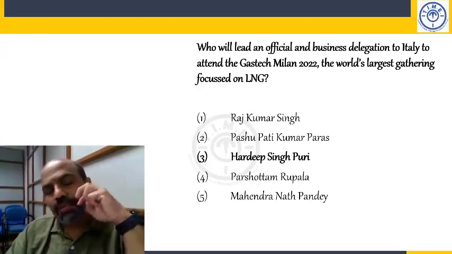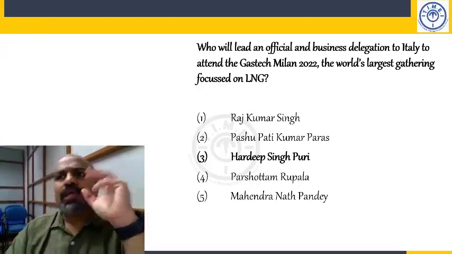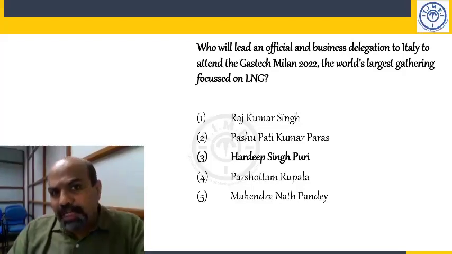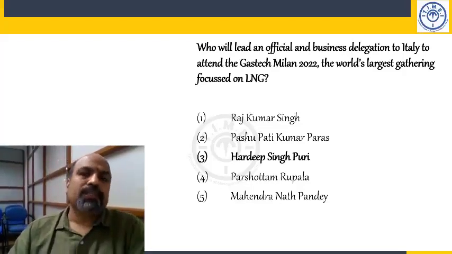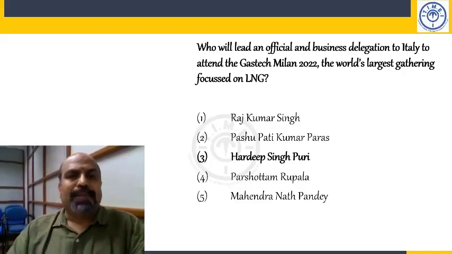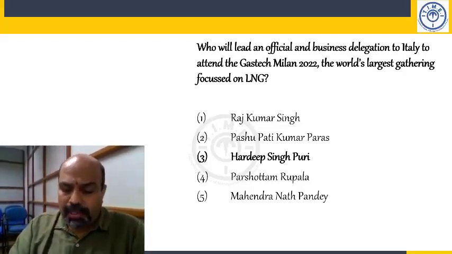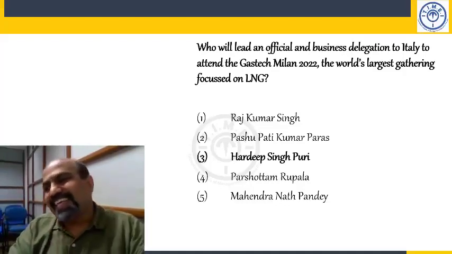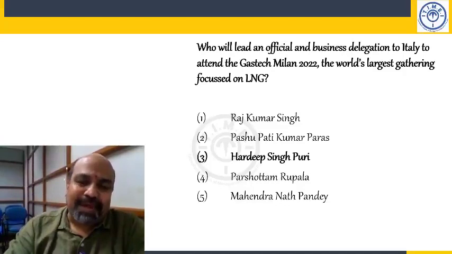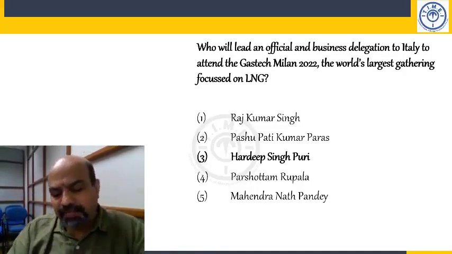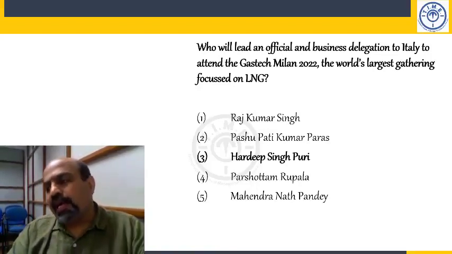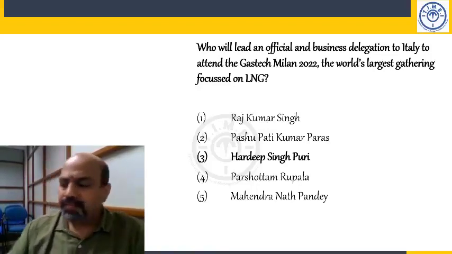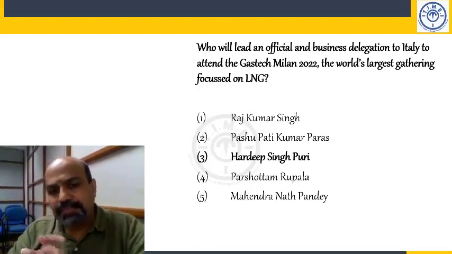Purushottam Rupala. He is a union minister for fisheries, animal husbandry, and dairying. Write the word husbandry, H-U-S-B-A-N-D-R-Y, animal husbandry, and dairying.